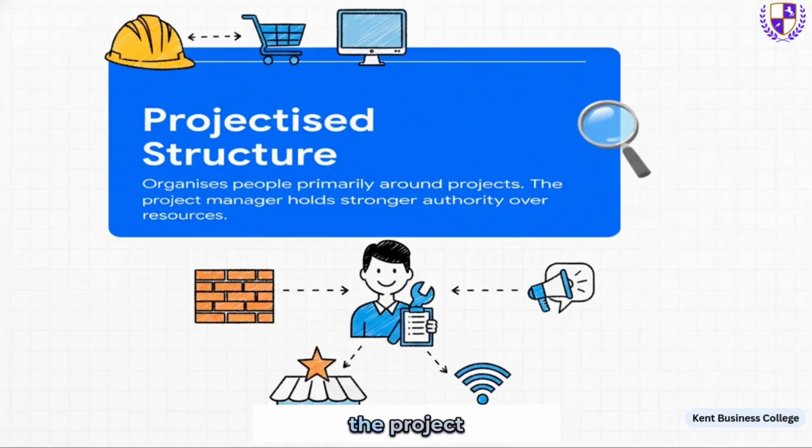And last but not least, Adam explains, you've got a projectized structure. In this world, the project is king. Everything serves the project. Imagine IBIS decides to build a brand new superstore. They'd pull a special team together from all over the business, construction, IT, marketing, and that team reports only to the project manager until that store is open. The PM has all the power and all the resources.